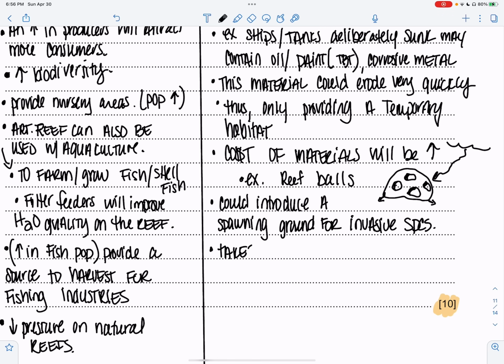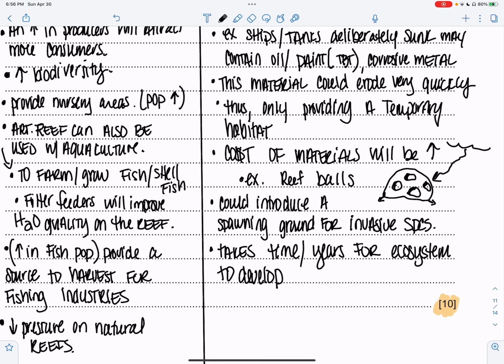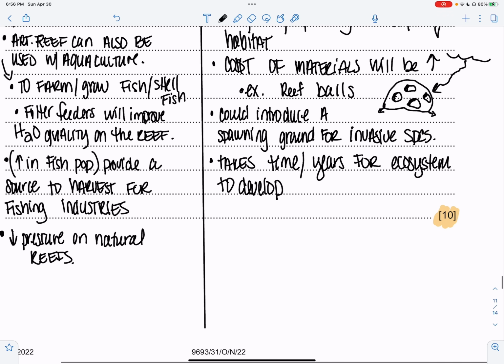It takes time, taking years, for that ecosystem to develop. So you've got to try and see if it's worth it to wait that long, or it might be too late. And then if you do have that new area there, the reef ball or your artificial reef, tourism. Tourists like to go see where there's a lot of biodiversity, and tourism could drive away your fish stocks, your fish population. And so then what was all this for?